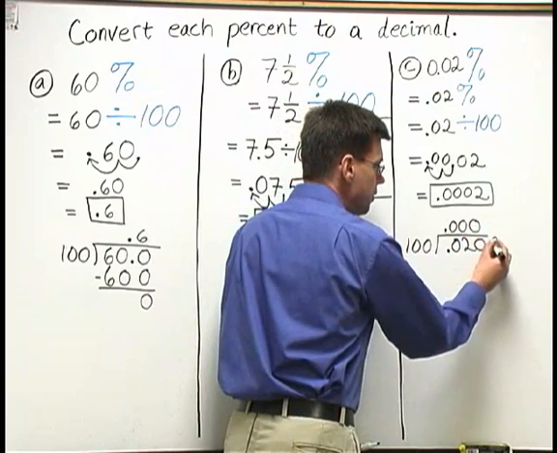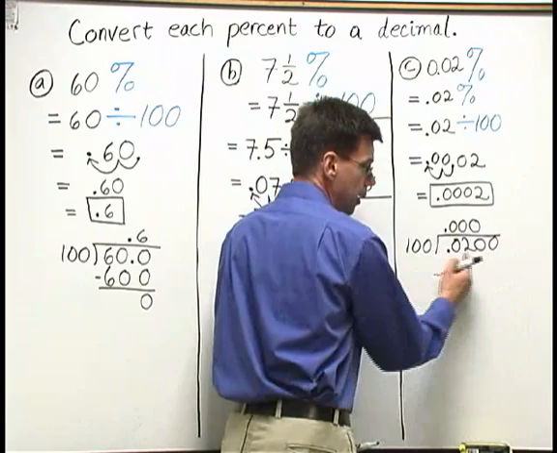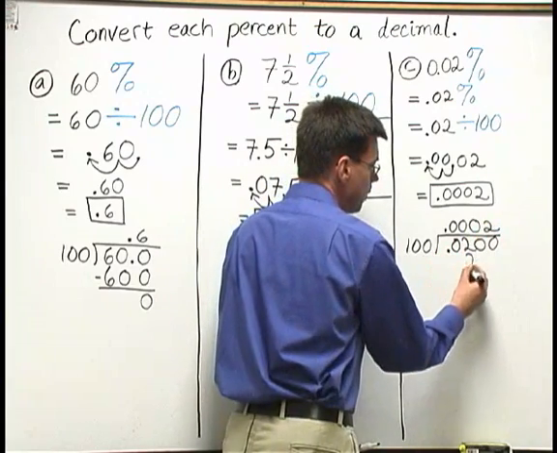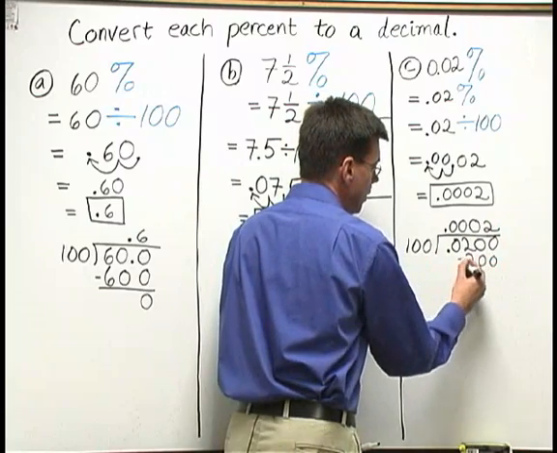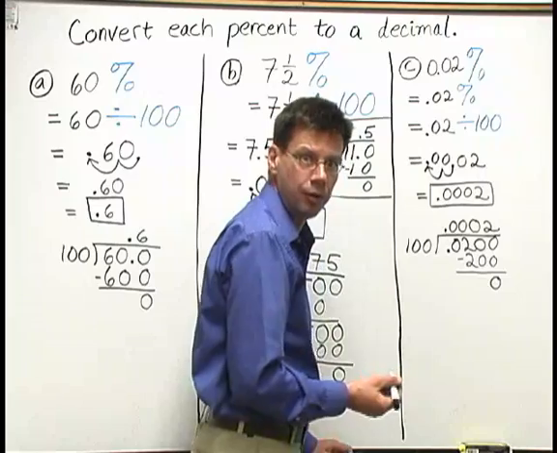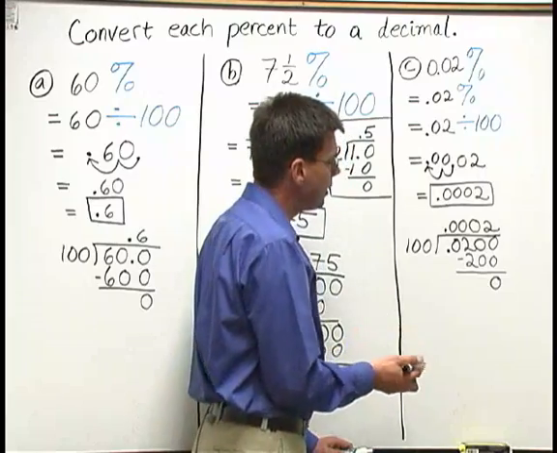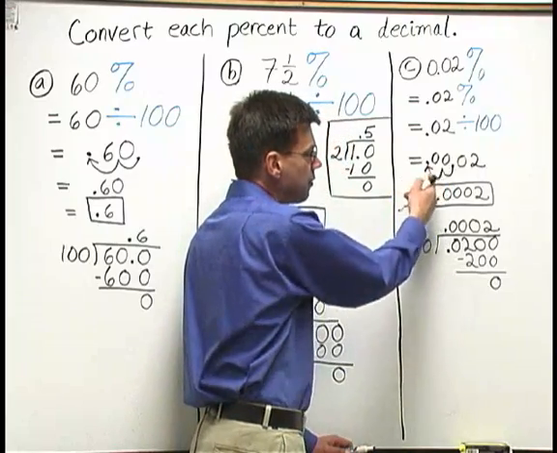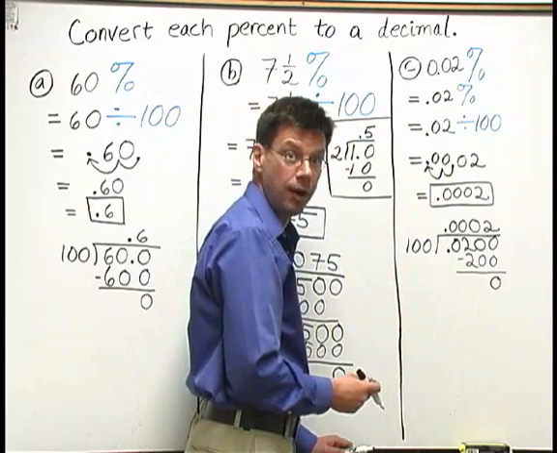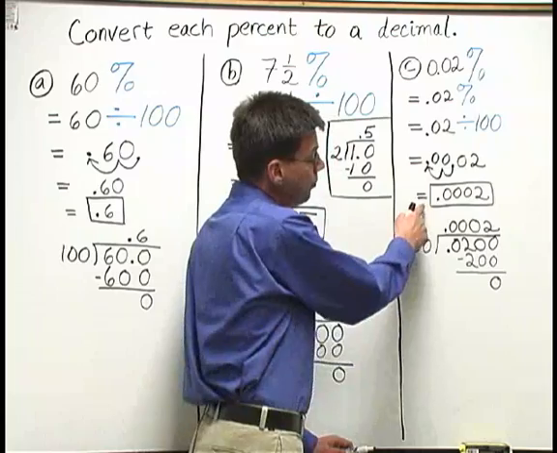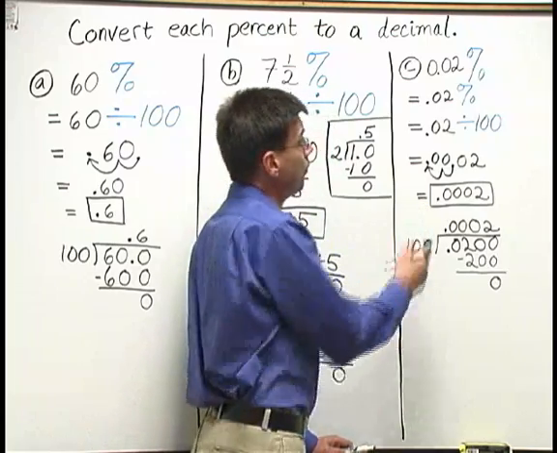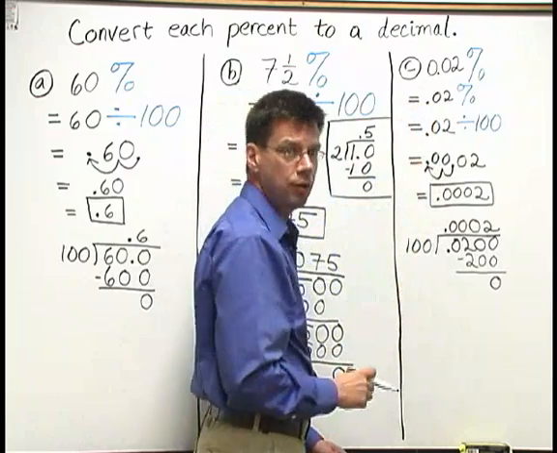If I write another 0 inside, finally, 100 goes into 200 2 times. 2 times 100 is 200. Subtract, we get 0, and we're done with the long division. So you can decide, either use the shortcut, moving the decimal point 2 places to the left, or go through the long division process. In either case, we end up with 0.0002 as the decimal form of 0.02%.